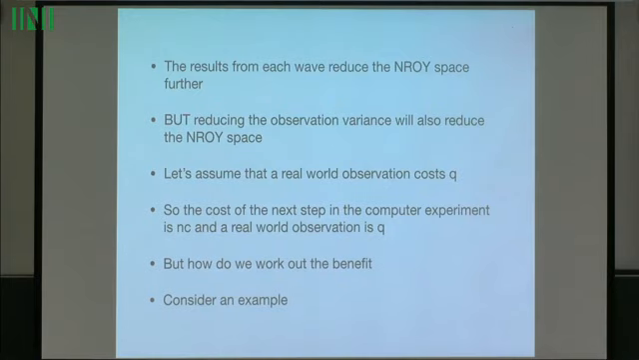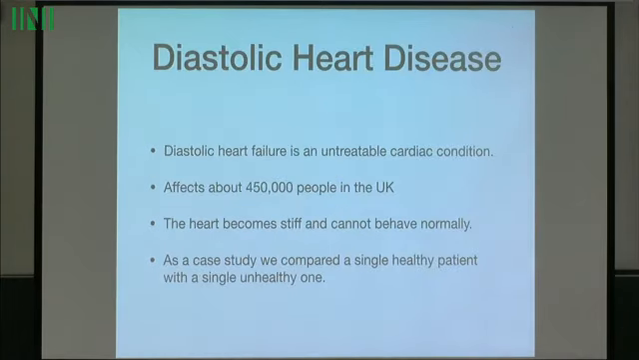Now let's think about this in terms of an example. The example that got me thinking about this problem is some work I've been doing on diastolic heart disease. So diastolic heart failure is an untreatable cardiac condition. It affects about 450,000 people in the UK. The heart becomes stiff and therefore doesn't beat properly.